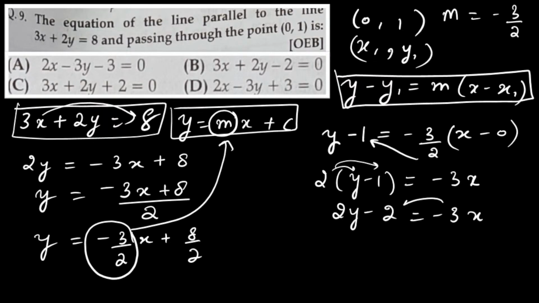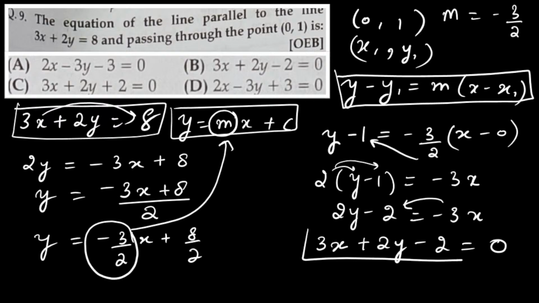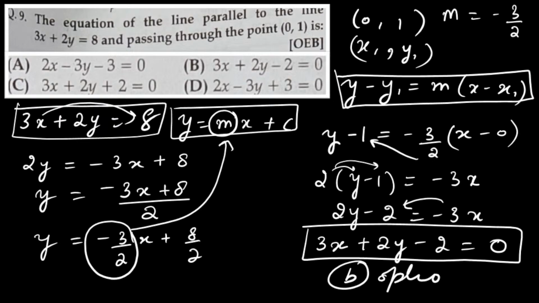Let's shift this 3x also to this side. Minus 3x, when we shift, becomes positive 3x. So 3x plus 2y minus 2 is equal to 0. So which option? Option B. 3x plus 2y minus 2 is option B. Option B is the correct answer for this one.